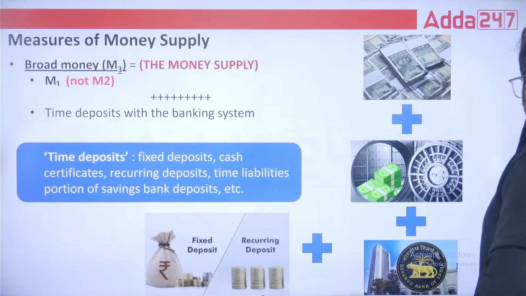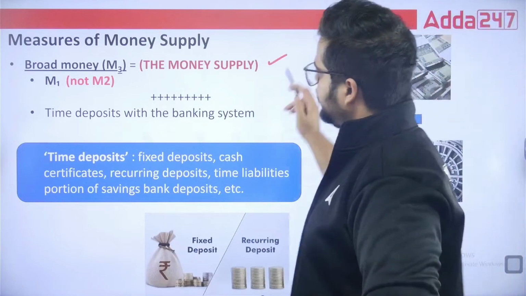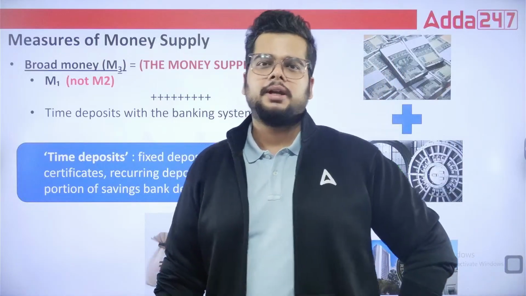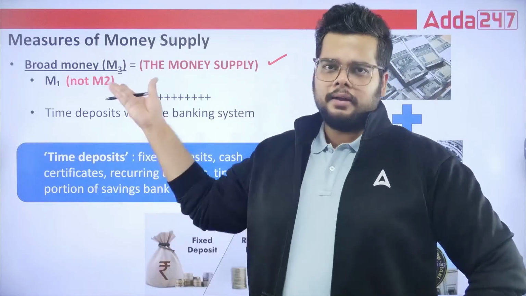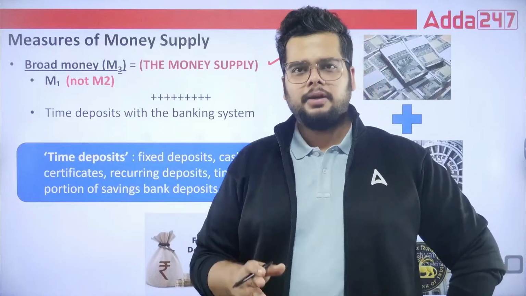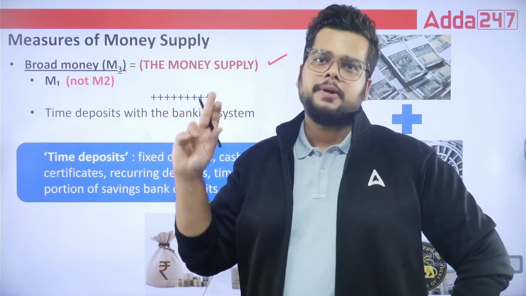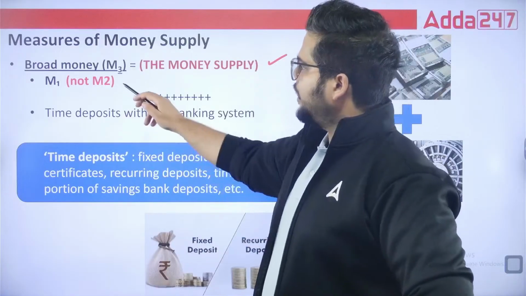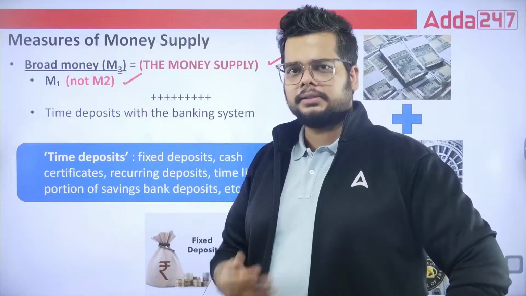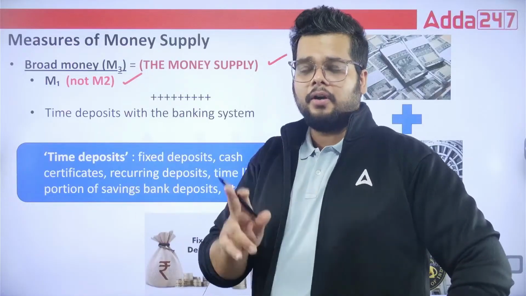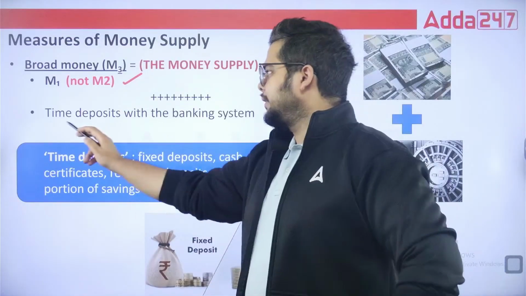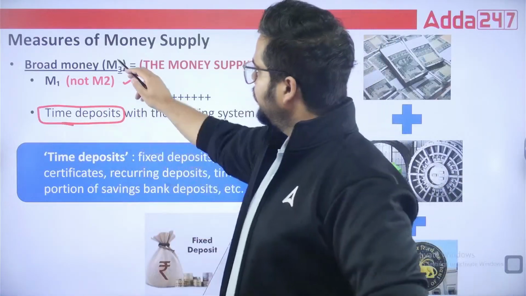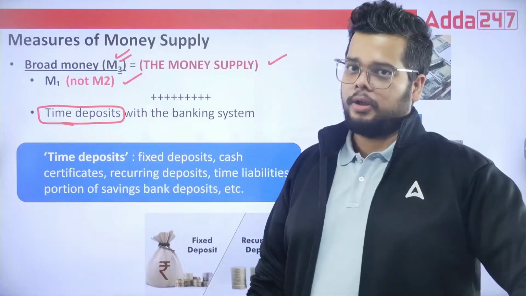Next, when we talk about the money supply, that is the broad money, M3. Why is it known as the money supply? Because ultimately RBI implements the policy related to the money supply using this particular measure of money supply. So broad money will include M1, which has everything except your time deposit, and you will be adding this time deposit in order to arrive at your figure for M3, that is broad money.